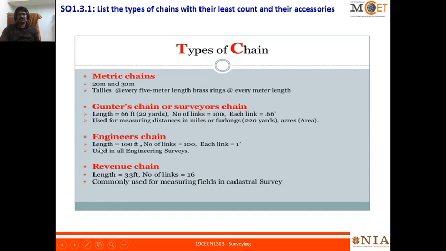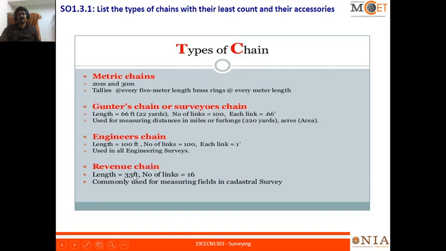Engineer's chain is 100 feet. Compared to the Gunter's chain, it is still longer. Here also there will be 100 links. Here each link is 1 foot. It is used in all engineering surveys.